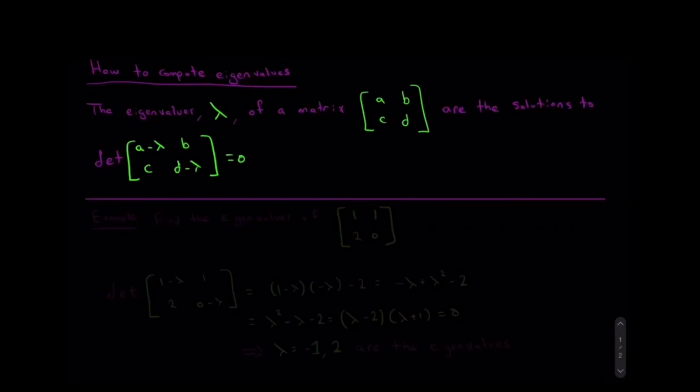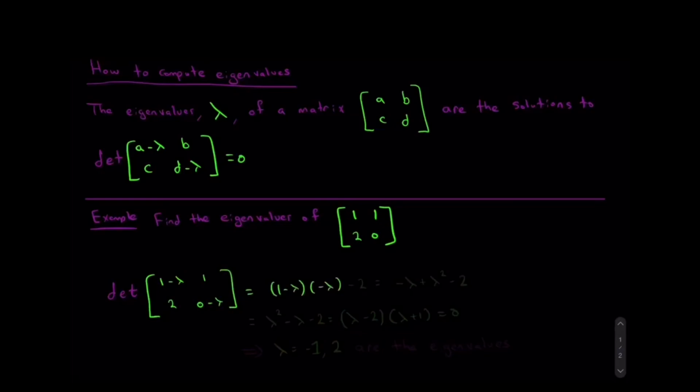So let's do an example. We'll find the eigenvalues of that matrix from earlier, 1, 2, 1, 0. We plug in, we compute the determinant of this thing with the minus lambdas on the diagonal, compute that out, and you get this equation. And simplifying this, we can write lambda squared minus lambda minus 2, factored into lambda minus 2 times lambda plus 1, and we get lambda is equal to negative 1, 2, which are the eigenvalues from earlier.